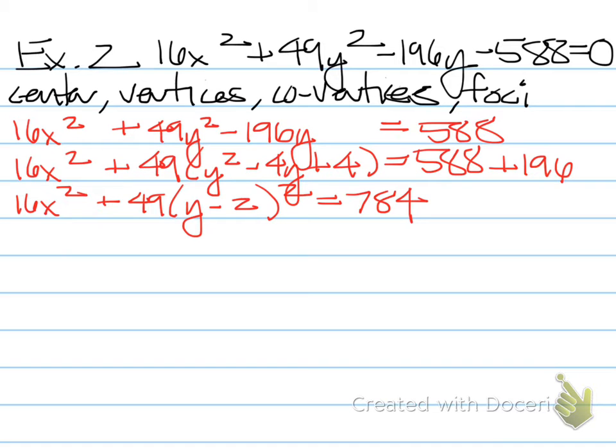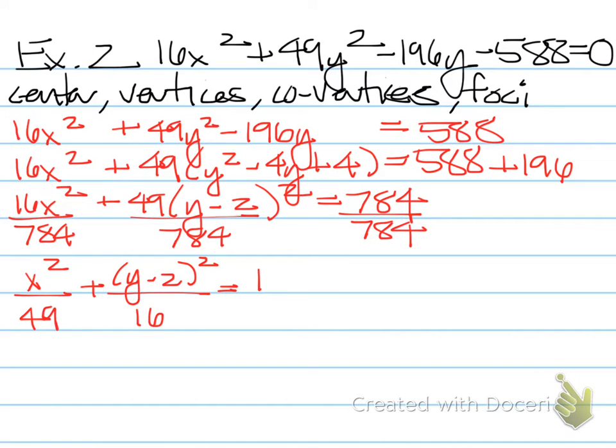Once we factor that perfect square, we get y minus 2 squared. And then we need to divide all the terms by the constant on the right side, 784. That's going to give us x squared over 49 plus y minus 2 squared over 16 equals 1. The bigger denominator is under the x squared, so that tells us that the ellipse has a bigger horizontal dimension than vertical dimension. So a squared is going to equal 49. That means that a is equal to 7. And b squared equals 16, so b is 4.